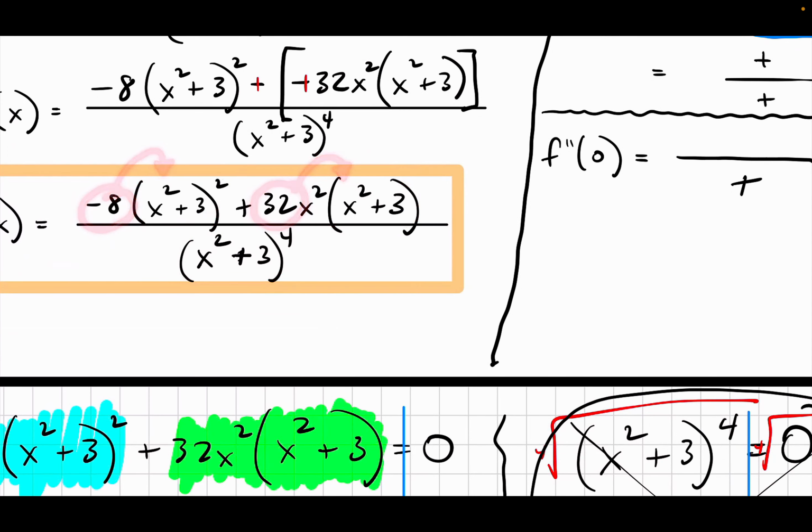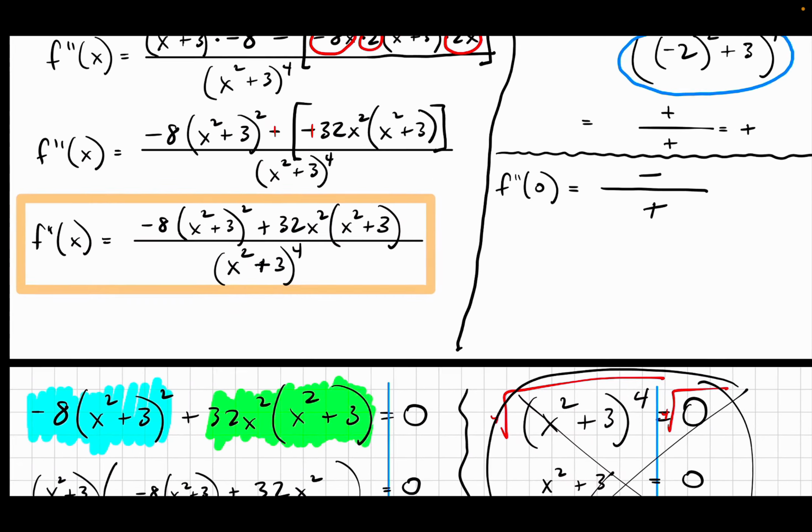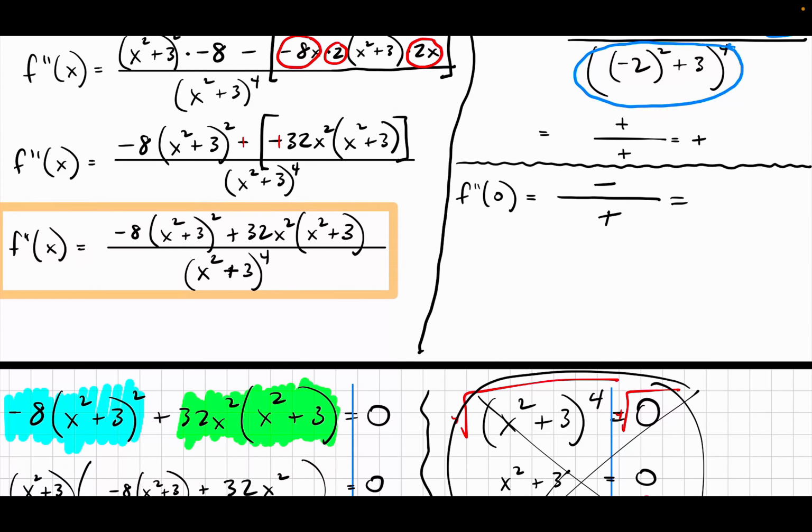No. Isn't the 32x squared being multiplied by 0? Oh, yeah, sorry, yeah. You're right, this is 0, right? So that means this is going to go away. Yeah, that's going to be 0. And then 0 times this guy is going to be a bigger 0. All right? So that's just going to leave this guy up here. So that's just going to be a negative because it's negative 8 times a positive. Negative divided by a positive makes a negative.